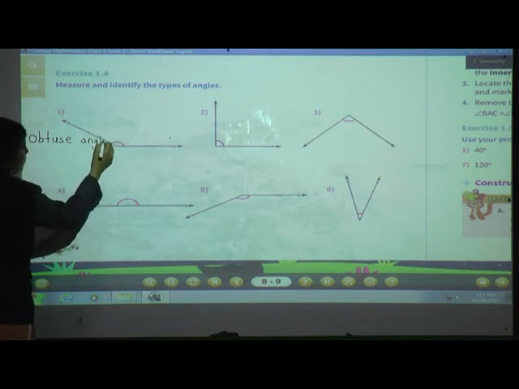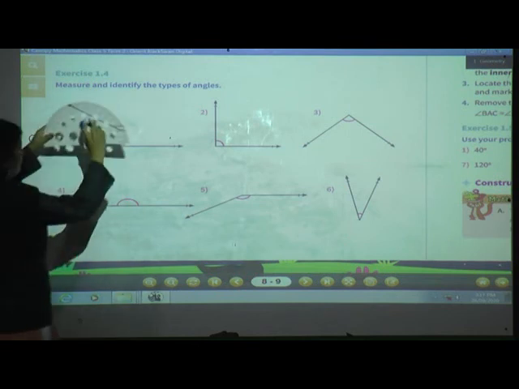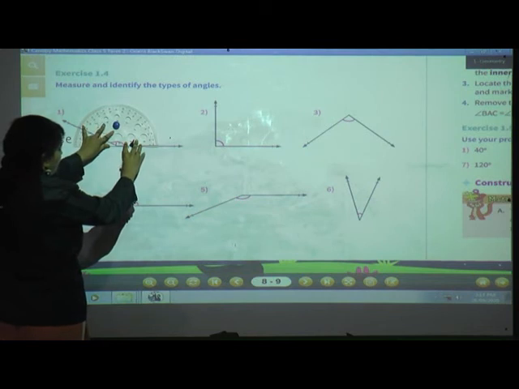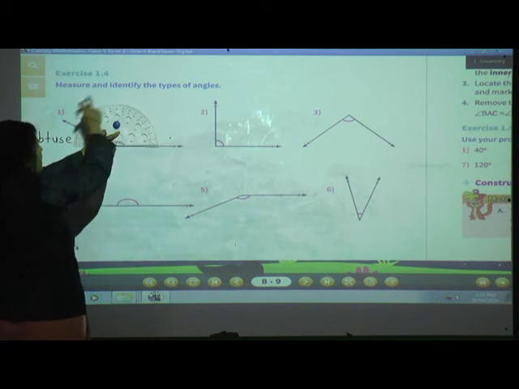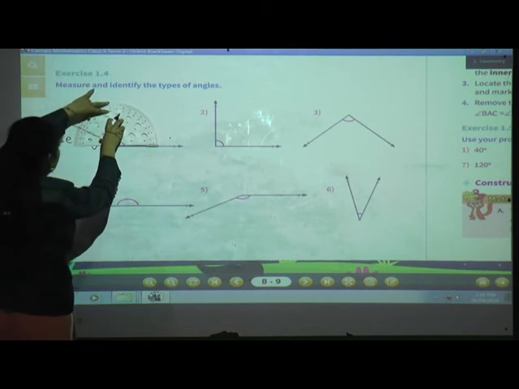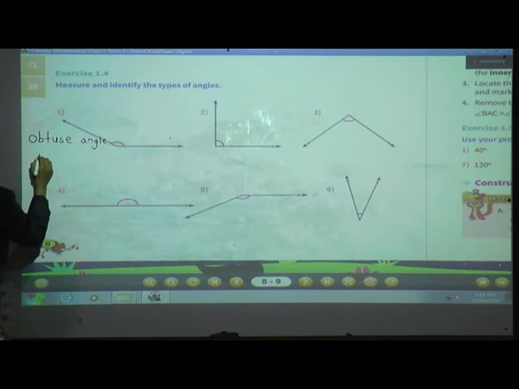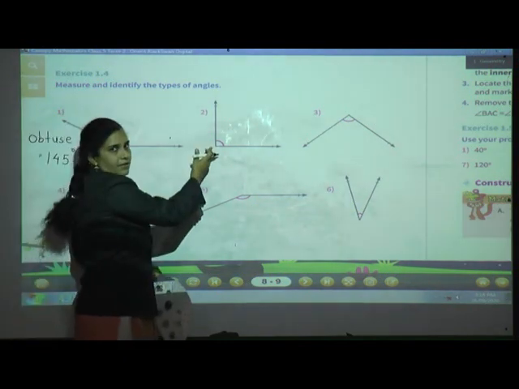So students, measure the angle with the help of your protractor. Place it on the vertex, and you have to read the measurement by the inner scale. Here it makes the angle, and the measure of the angle is 145 degree.